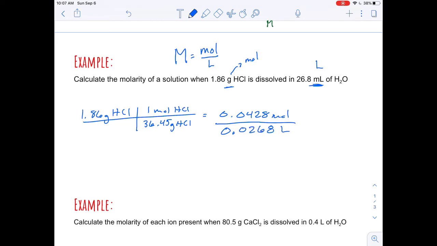Now I have moles over liters. I divide that, and I want 3 sig figs, and I'm going to explain why. If you look at your problem, you've got 1, 2, 3, and 1, 2, 3, so I should have 3 sig figs. And it's 1.60 molar. That's how you say that. Or 1.60 molarity. And that's how I would do that with some basic ideas of just grams and milliliters.